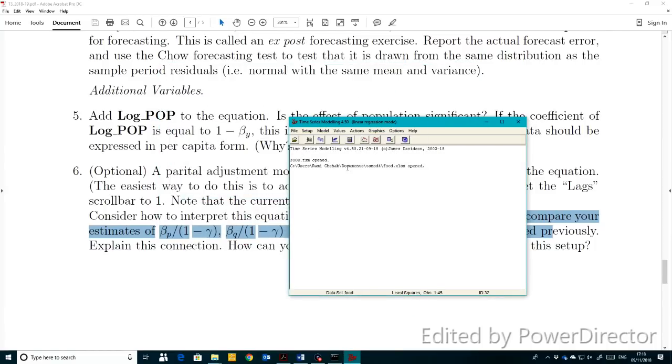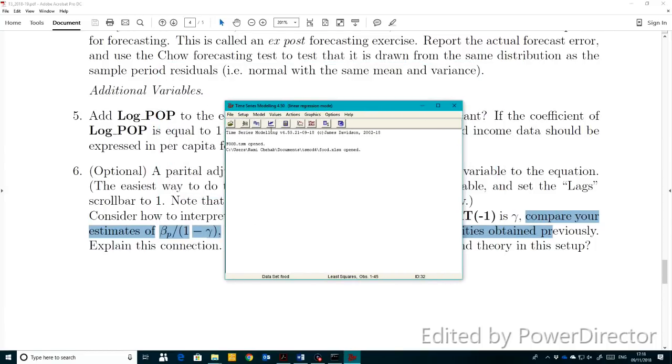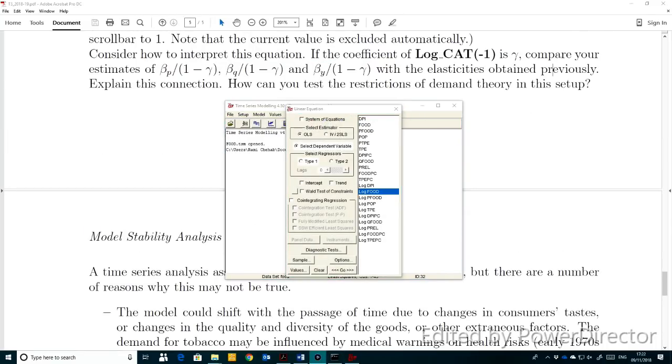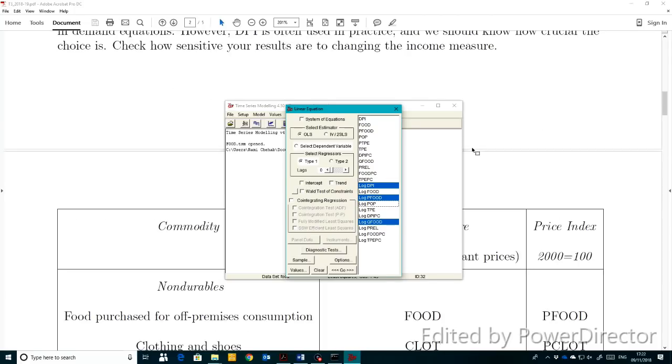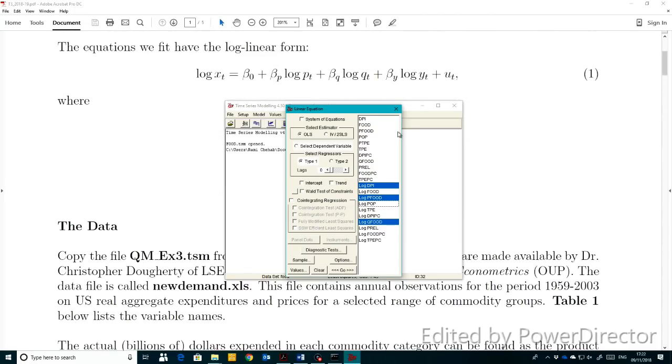Okay, and I'm going to be running the regression. Here we select log food as our dependent variable, type 1. We're going to be running the log personal disposable income, the log p food, and the log q food. This stands for the main question that we were doing over here.